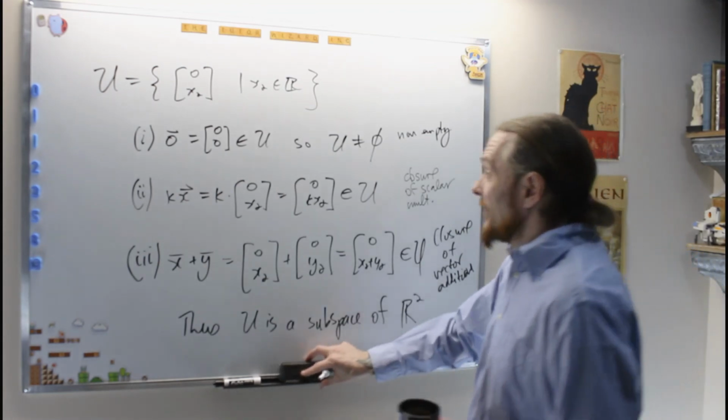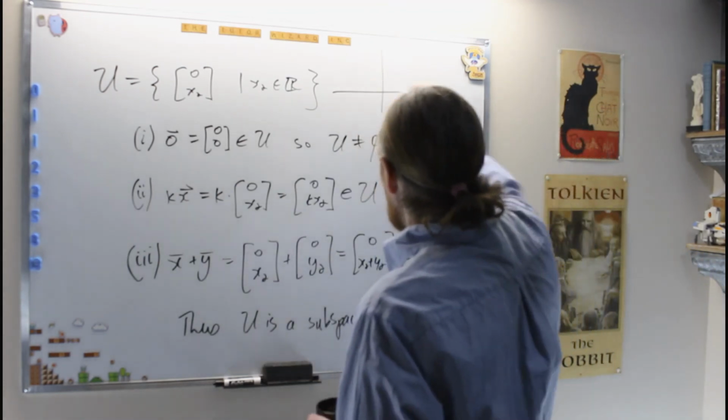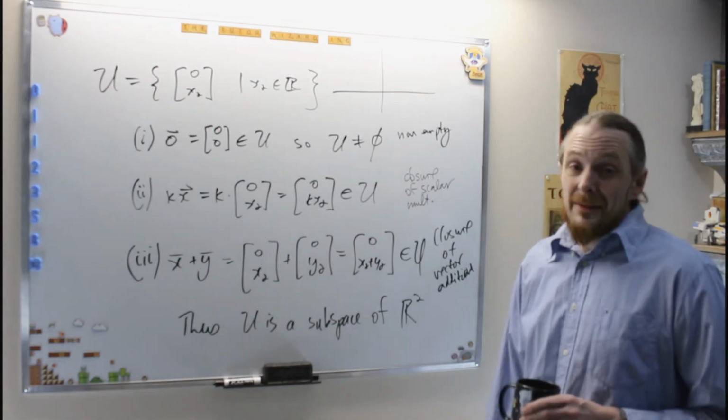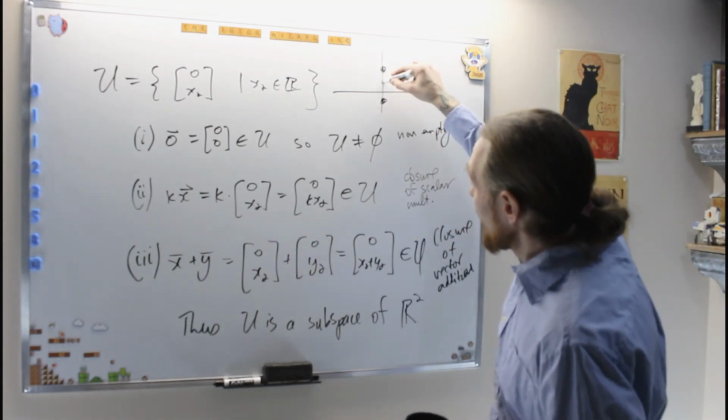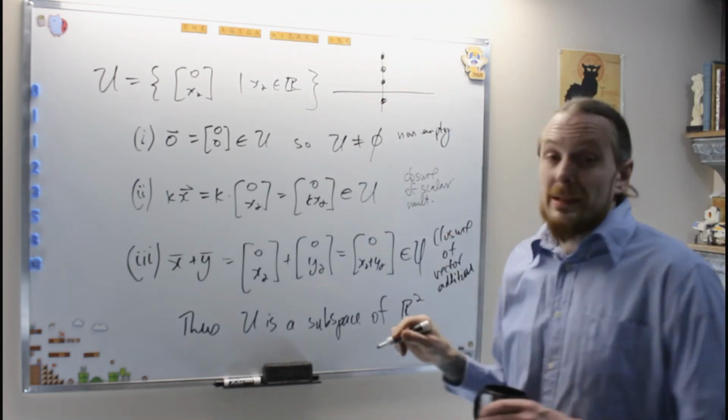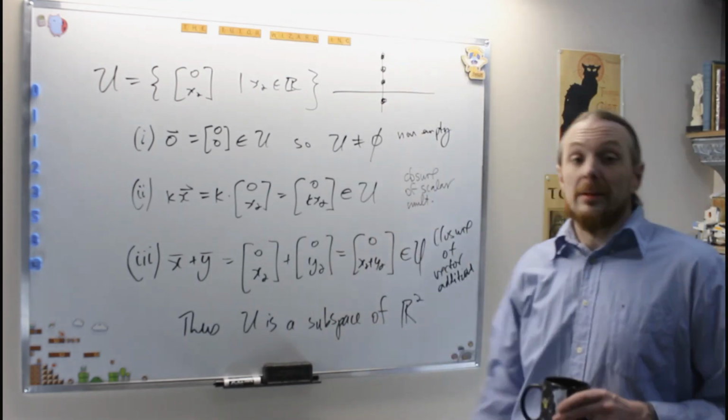Coincidentally, what is it geometrically? It's all vectors which have their first coordinate equal to 0. It's points on the y-axis.